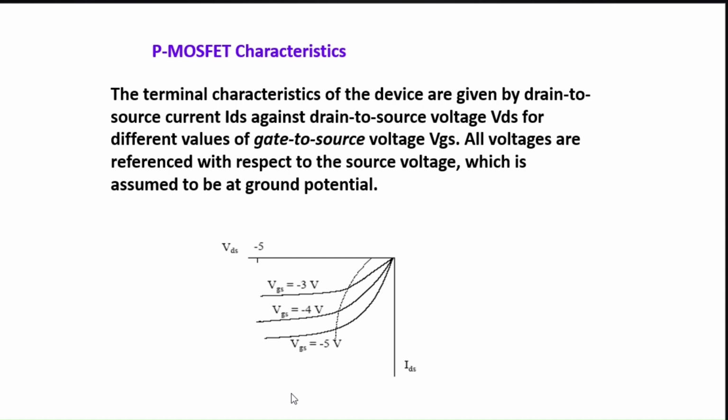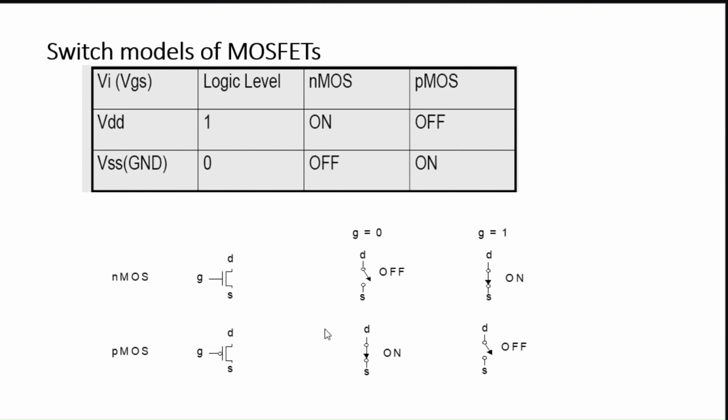The characteristics of PMOS are pretty similar in shape to NMOS, but they are mirrored about the Y axis. The terminal characteristics show IDS against VDS for different values of VGS here, and all voltages here are negative, with respect to the source voltage, which is assumed to be at ground.